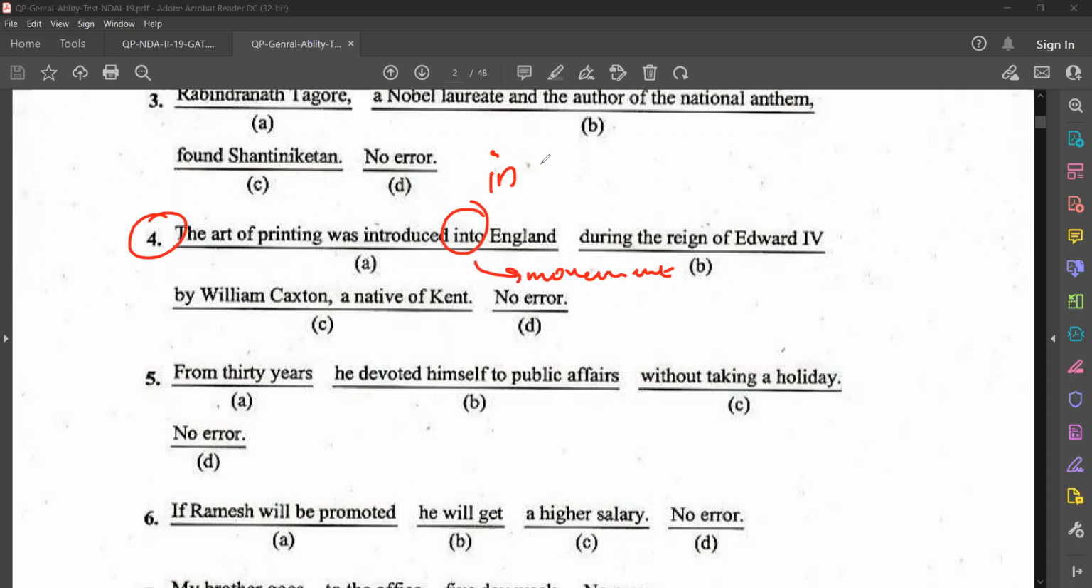To show a location, you use in. So the art of printing was introduced in England, not into. Into shows some movement, going into, looking into. So the first part of the sentence has the error. Next question, question number 5.